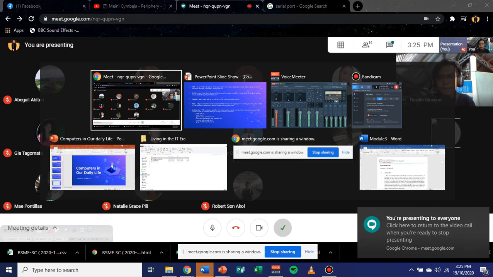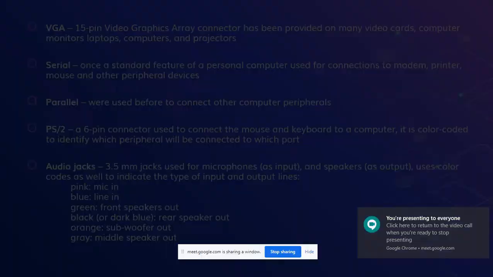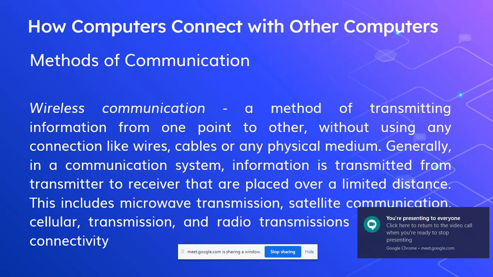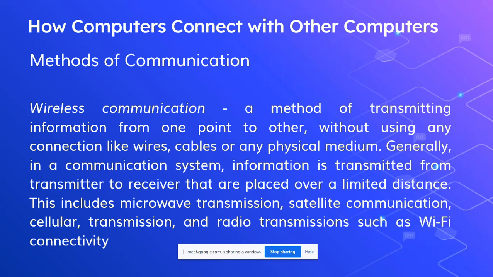Next we have how do computers communicate with other computers by means of the method of communication. We only have two methods, either wired or wireless. Sa wireless communication, discuss ko na pala kanina, sorry. Sa wireless communication naman, there are several types of wireless communication which uses different kinds of waves and frequencies kung saan ito yung ginagamit nila as means of communicating devices with one another.